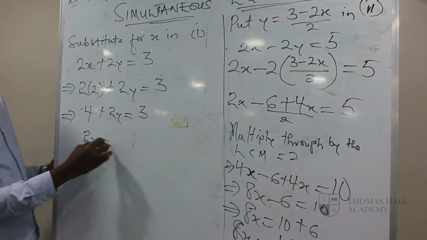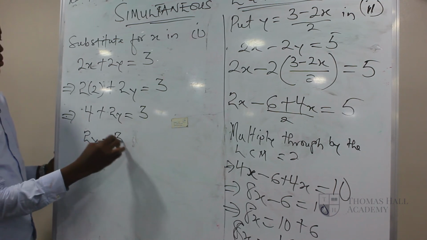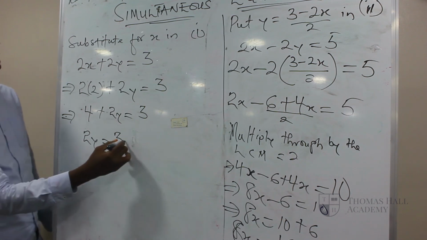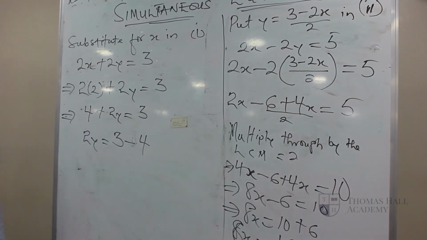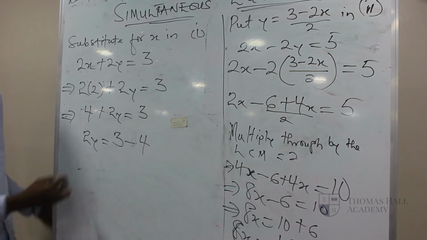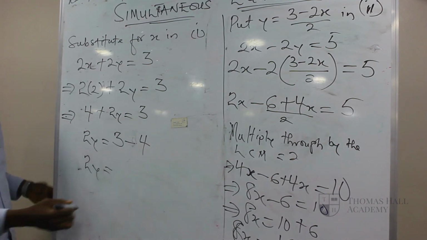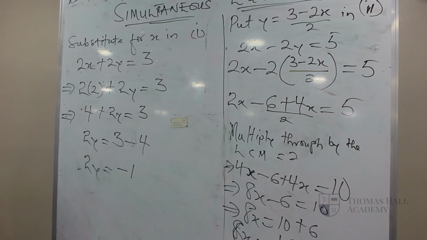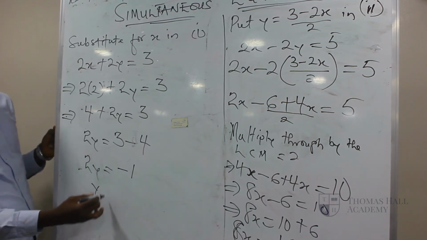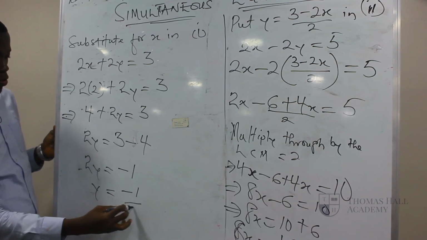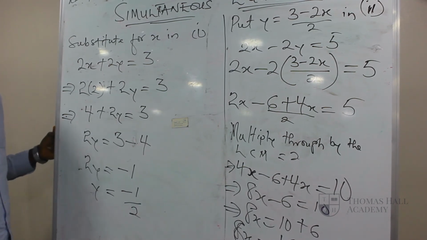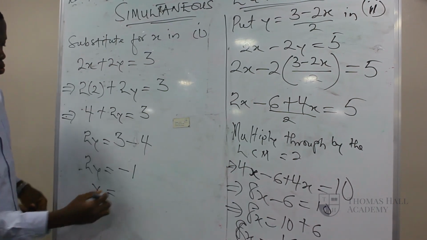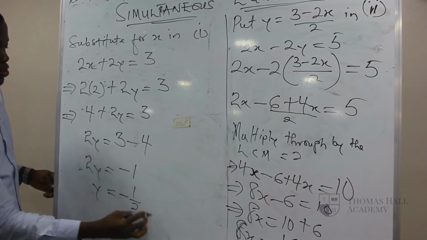2y equals to 3. Now 4 wants to cross the equality sign. It becomes minus 4. 4 is the same thing as plus 4. So it becomes minus 4 on the other side. So 2y equals to 3 minus 4. 3 minus 4 gives us minus 1. We are still looking for y. Then y equals to minus 1 all over 2. Y becomes minus 1 all over 2.